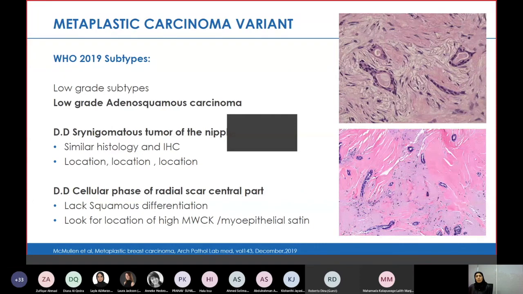Another differential diagnosis will be tubular carcinoma, but tubular carcinoma will be negative for high molecular weight cytokeratins like P63 or CK5/6, which will be positive here because of the squamous differentiation.